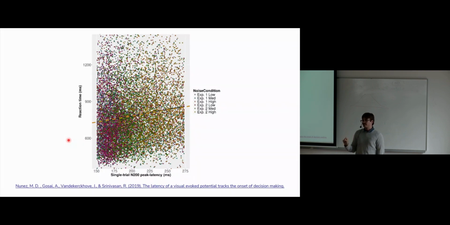So if the N200 latency is our predictor variable and our response time is our dependent variable, then the beta coefficient should be about 1, meaning that a 1 millisecond change in the N200 should describe a 1 millisecond change in response time. Of course, we expect noise in this linear regression, but if we have enough data, we should be able to estimate that beta coefficient well.